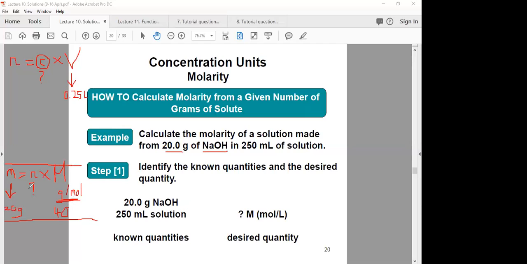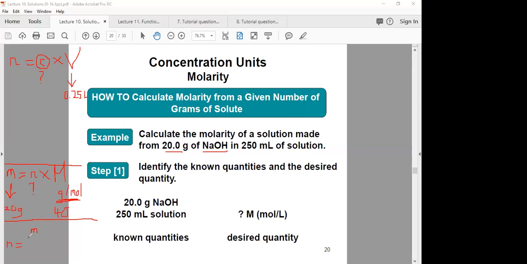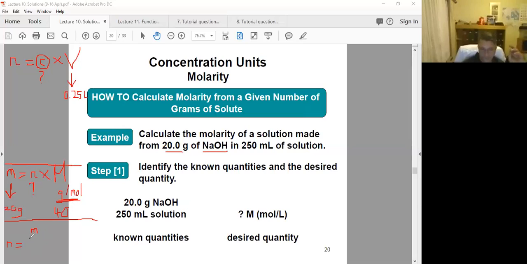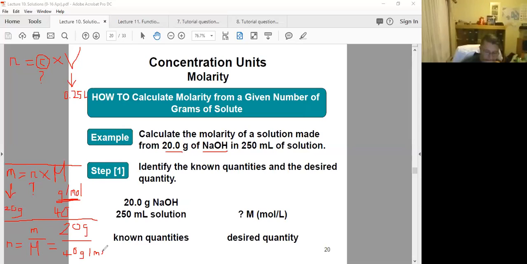How do you rearrange this equation so that we can solve for number of moles? It's mass over molar mass. Yeah, number of moles equals mass over molar mass, which equals 20 grams divided by 40 grams per mole. And what do we do before we solve this equation?